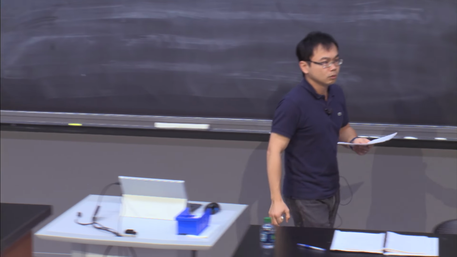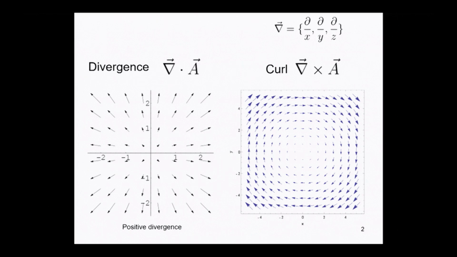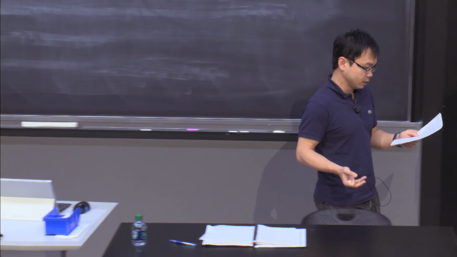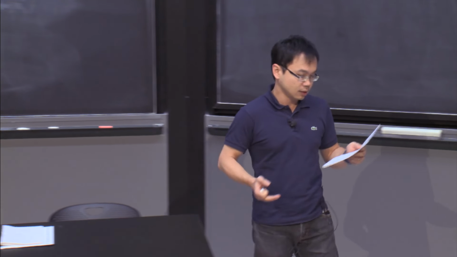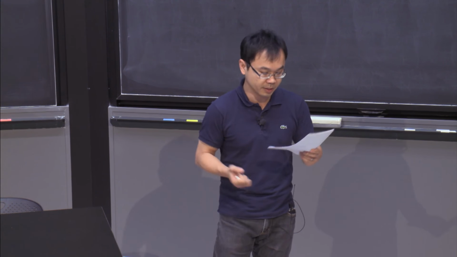Okay, so we talked about divergence. We talked about curl. What does that mean, right? Divergence, curl, what does that mean? Okay, so divergence is some kind of measure which measures how much the vector v spreads out or diverges from a point of interest, right?